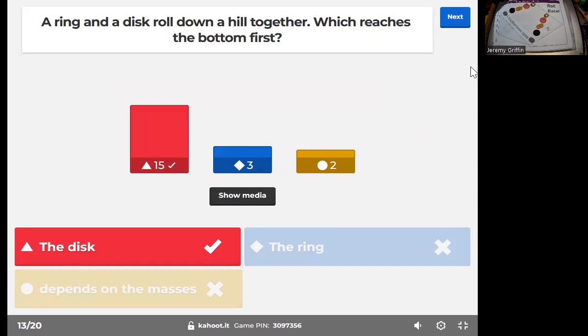Flip the screen over real fast. Bam, you guys remember that ring race? The ring always loses because it has so much rotational inertia. That ring that's losing the race has rotational inertia of just plain mr squared, right? And all the other ones have something less than mr squared. Can you have a rotational inertia that's more than mr squared? Is that possible?